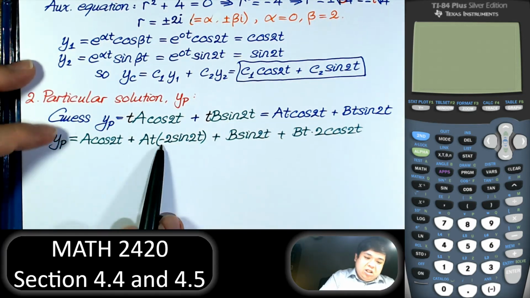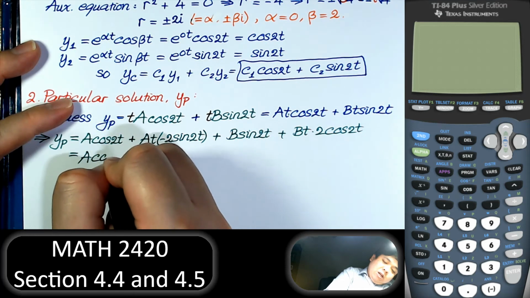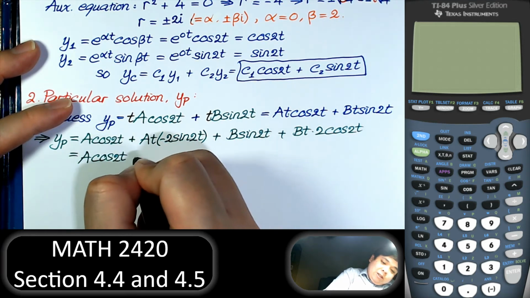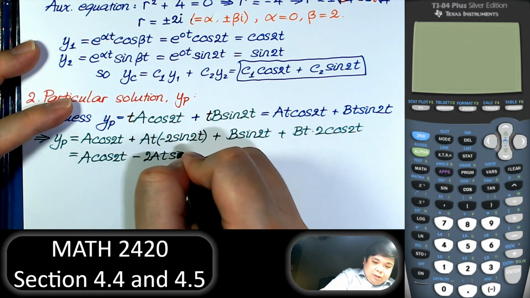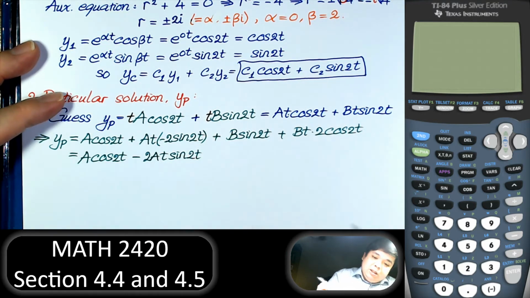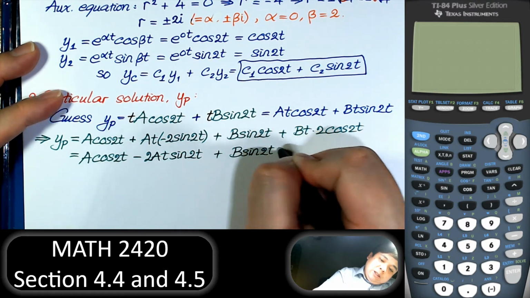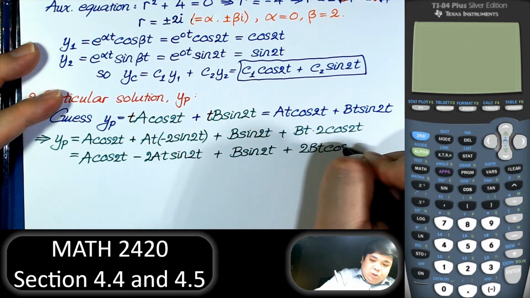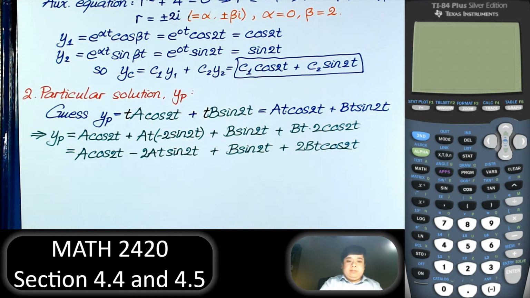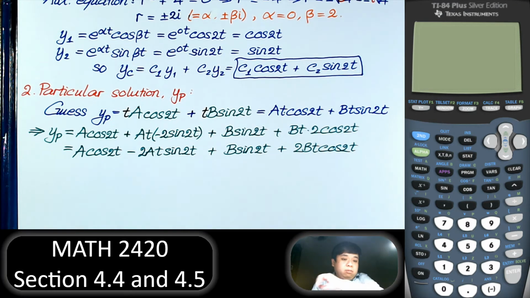Right, let's rewrite this, with the negative here. a cosine 2t minus 2at sine 2t plus b sine 2t plus 2bt cosine 2t. Alright, now take the derivative one more time.